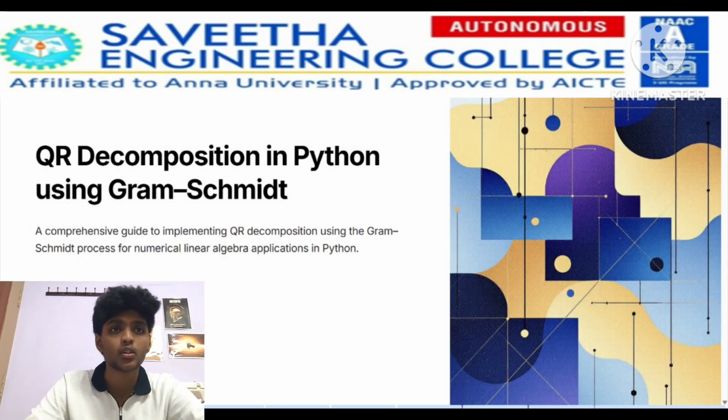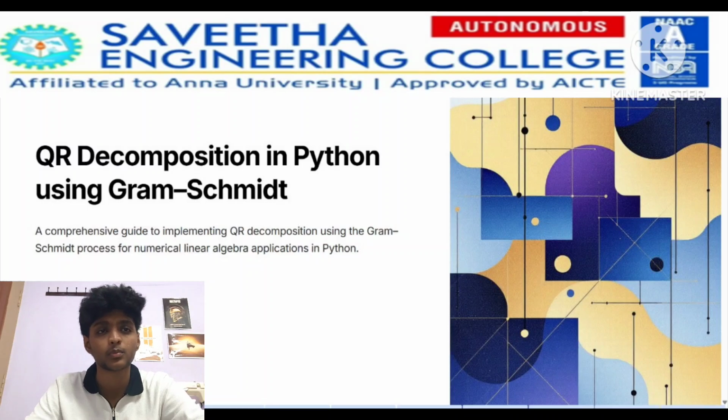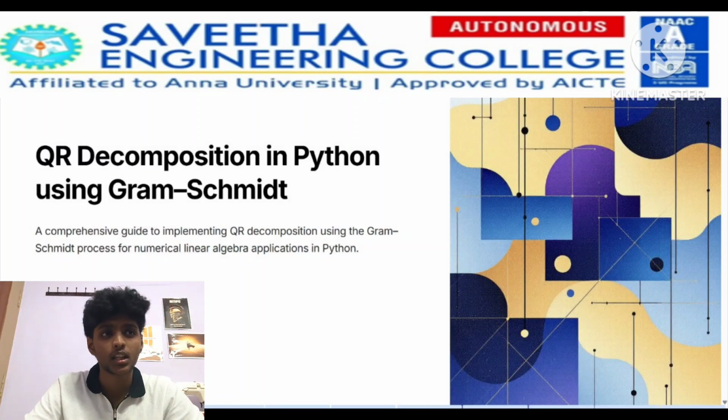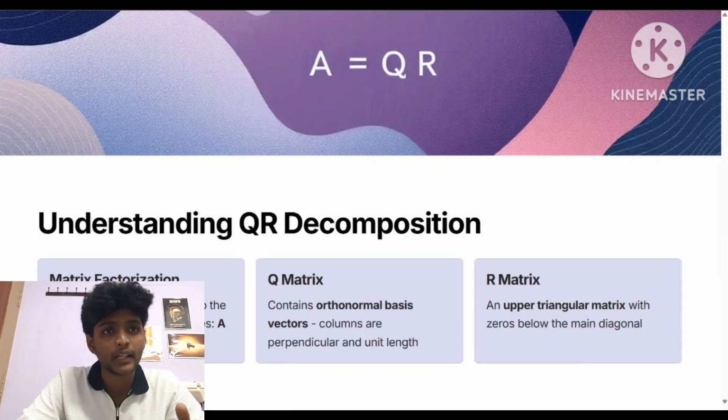Today we are going to talk about QR decomposition in Python using the Gram-Schmidt process. First, what is QR? QR is a fundamental matrix factorization method that breaks down a matrix into two simpler forms. The first form is orthogonal form. In orthogonal decomposition, matrix factorization, there are the Q matrix and the R matrix.